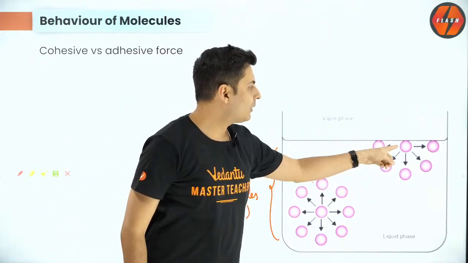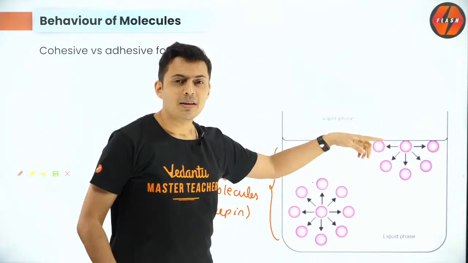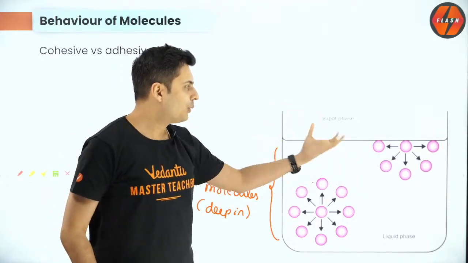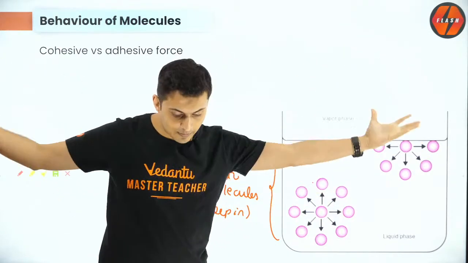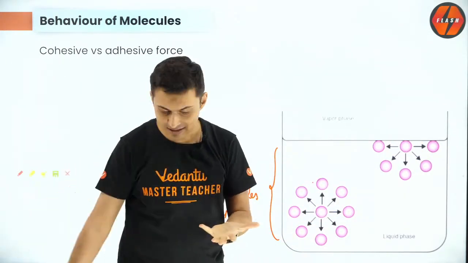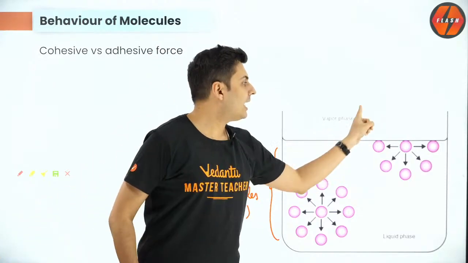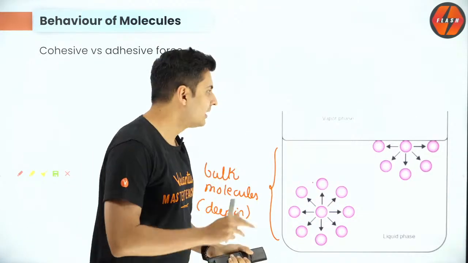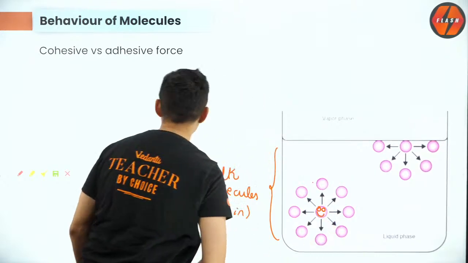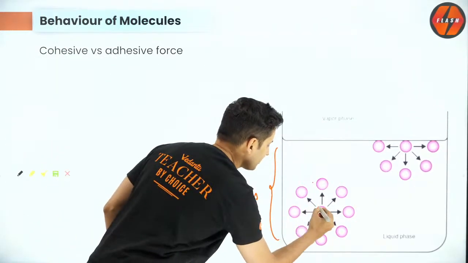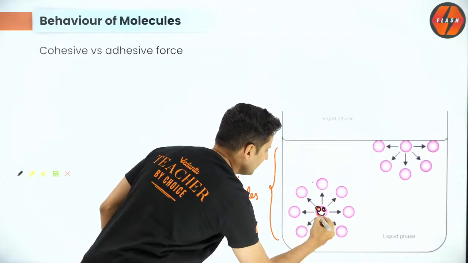But now think about the molecule over here. Poor molecule, it can only form bonds with the molecules below it and towards the lower side. It lacks molecules on the upper side. So think about it: this molecule is going to be really happy, definitely very happy.